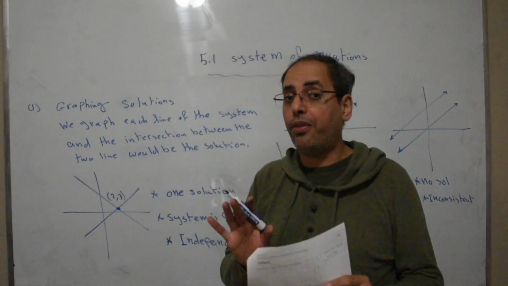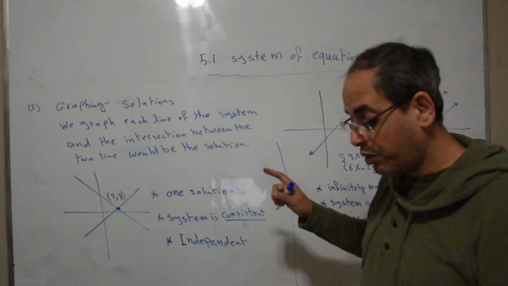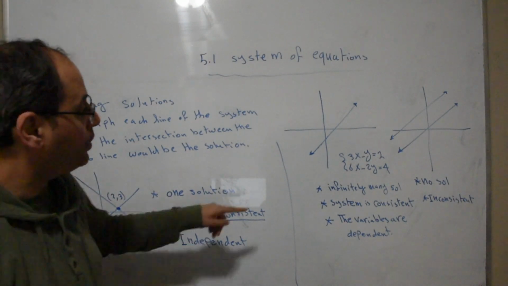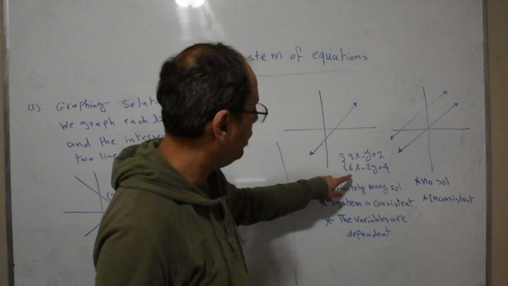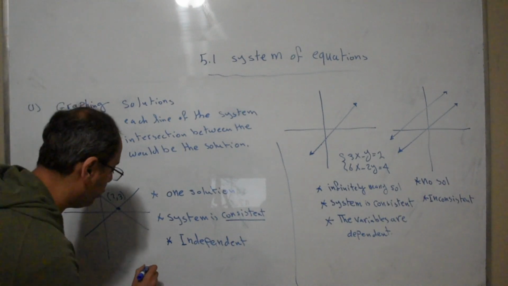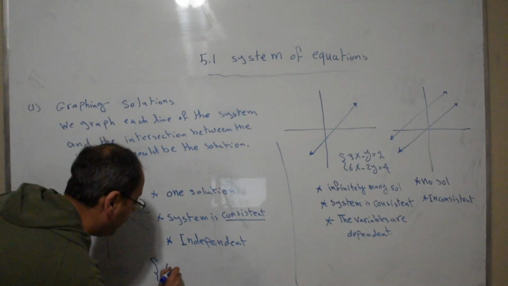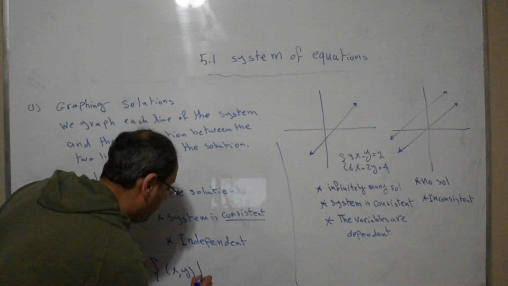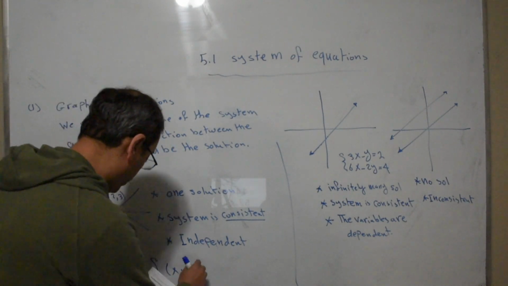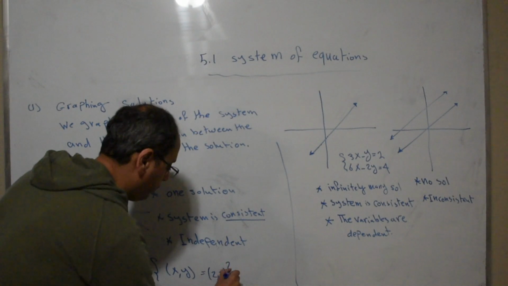Alright, let's go for the methods of how to solve these equations and how to find the solution of the system. The first idea is to do it by graph. If I have one solution, I find the solution. I have this solution here, so I write it as x and y, such that the system's solution is x and y equals 2 and 3. Okay?